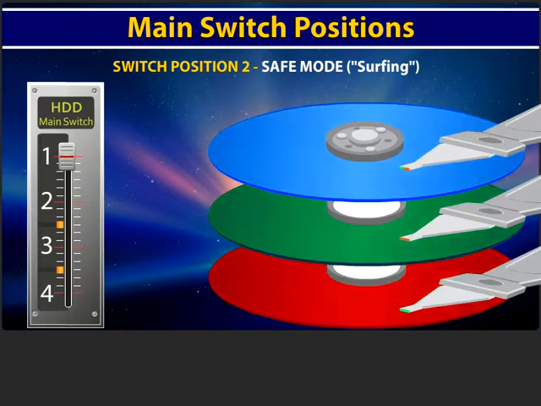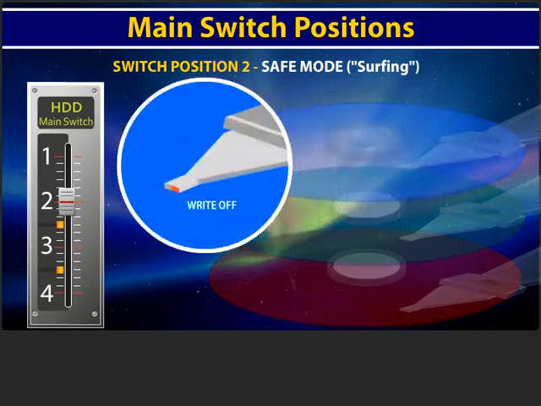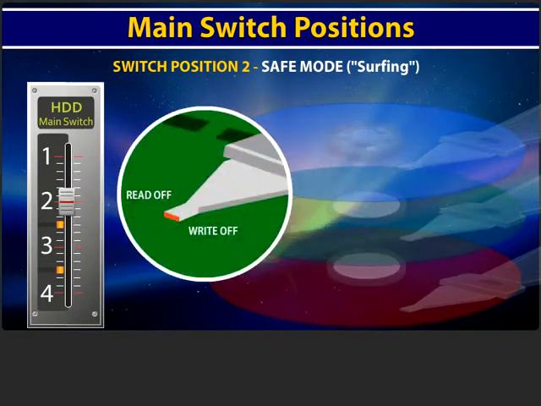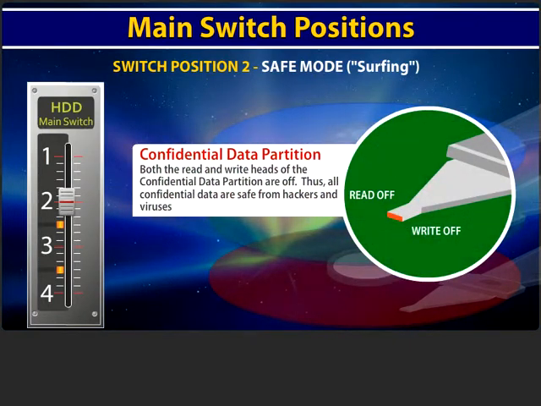When we want to surf the internet or download data from sources of questionable integrity, we shift the main switch to position number 2, the so-called safe mode position. At this position, all previously installed program files, such as Photoshop, will be protected because the write head of the program partition will be switched off, shown here in red. And because both the read and write heads of the confidential data partition are switched off, both shown here in red, all personal and corporate confidential data will be secure from hackers and viruses.